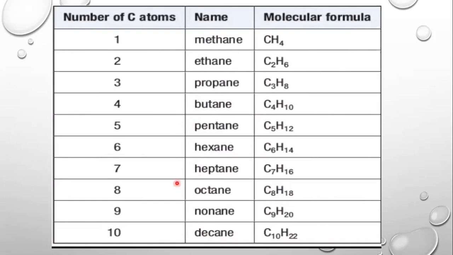And so on. Carbon 5 is pentane, carbon 6 hexane, carbon 7 heptane, carbon 8 octane, carbon 9 nonane, and carbon 10 is decane.